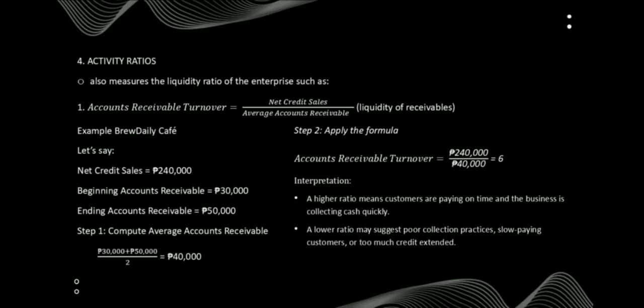To get the accounts receivable turnover, we have to divide the 240,000 pesos net credit sales by the 40,000 pesos average accounts receivable. A higher ratio means customers are paying on time and the business is collecting cash quickly, while a lower ratio may suggest poor collection practices, slow-paying customers, or too much credit extended. In the case of Brew Daily Coffee, they collect their average receivable 6 times annually or about once every 2 months.